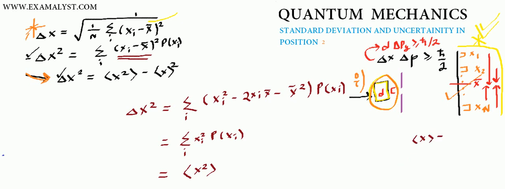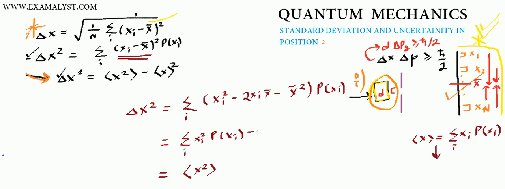The expectation value of x was summation over i, all the values of xi multiplied with the probability for xi. So this was the expectation value of x in the discrete pattern, and it has a continuous way of writing in quantum mechanics that we'll do later on. So the first term I've written here. Now can you tell me what is the second term?